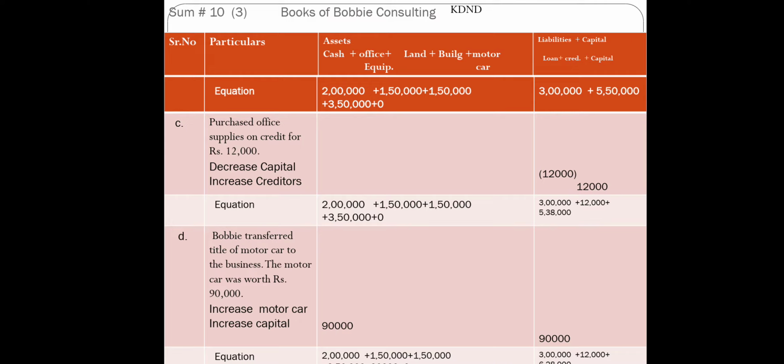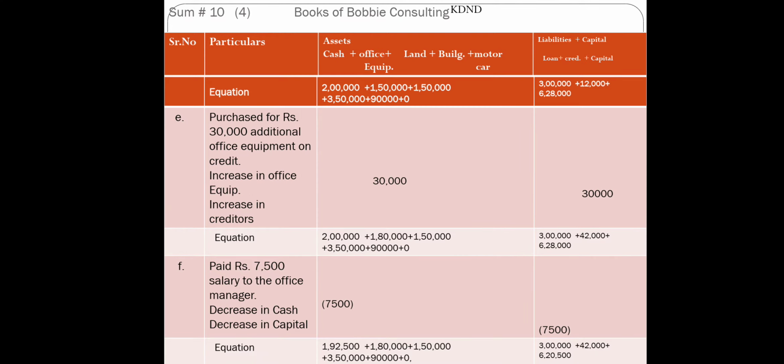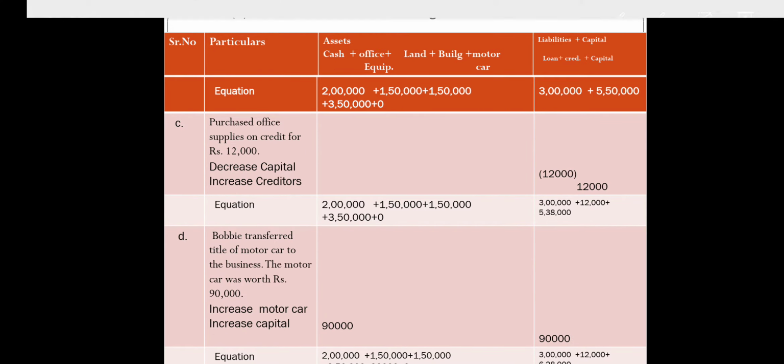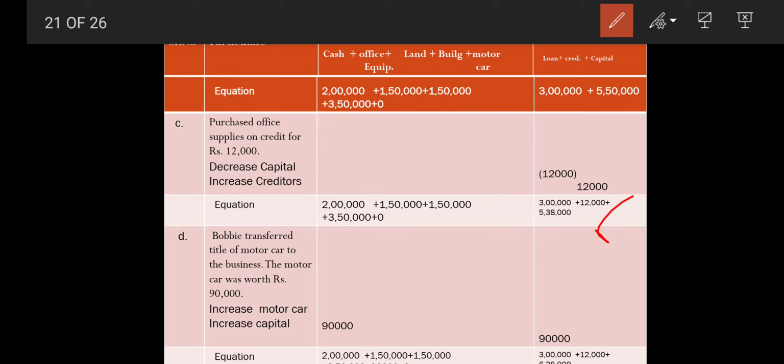Here it is understood. So final equation will be 3 lakhs plus 12,000 plus 5 lakh 38,000. You can see over here, right? So this way it will be settled. Then comes your next transaction, that is Bobby transferred title of motor car to the business and the motor car was worth rupees 90,000.